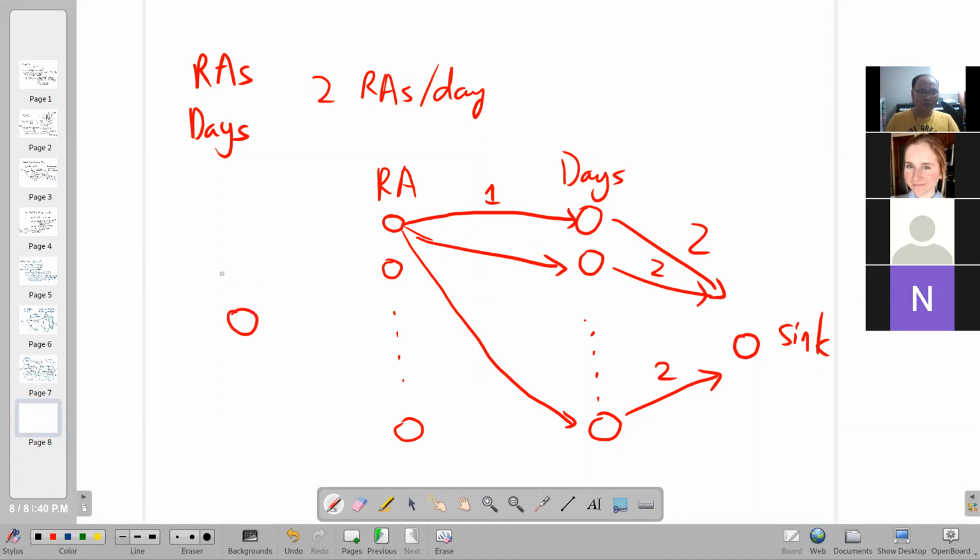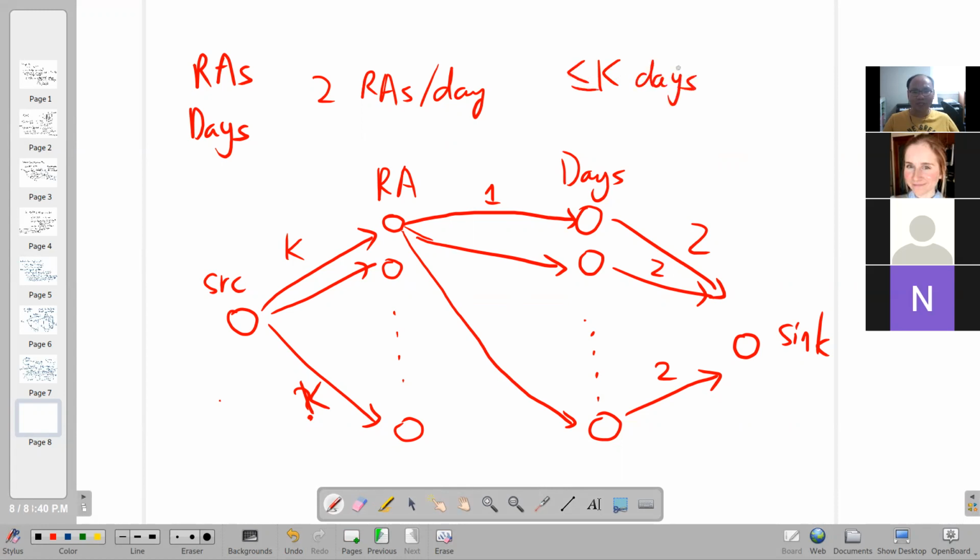The question, of course, is then from the source, how many tokens do you send to each RA? Because the number of tokens you give them is basically the number of days each RA can work. And you want to minimize this. So you want to give each RA K tokens. K means that each RA can work at most K days. But you have this complication that you want to minimize.